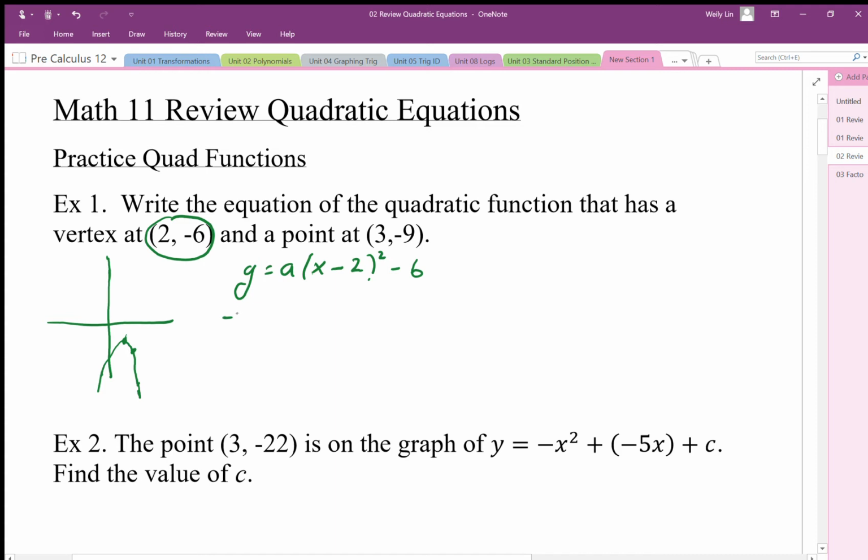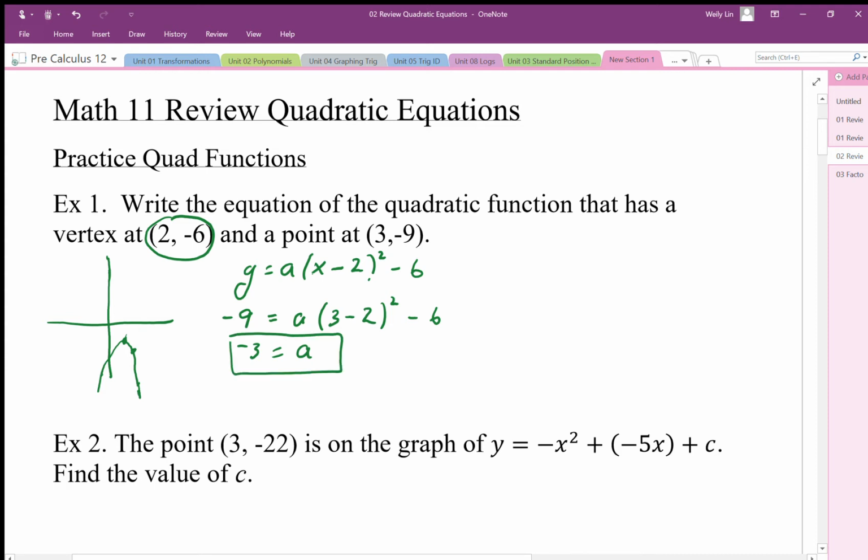So we're going to plug in the other coordinate, negative 9 for y, and we're going to put in 3 for x. Okay, and it's only 1 unit to the right of the vertex, so we're going to have very little change in that coordinate. So solving for the a value, we're going to add 6 to both sides. We end up with negative 3. 3 minus 2 squared is 1, so we end up with 1a. So a equals negative 3.